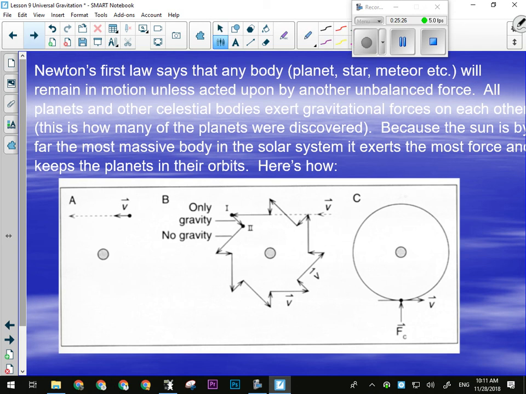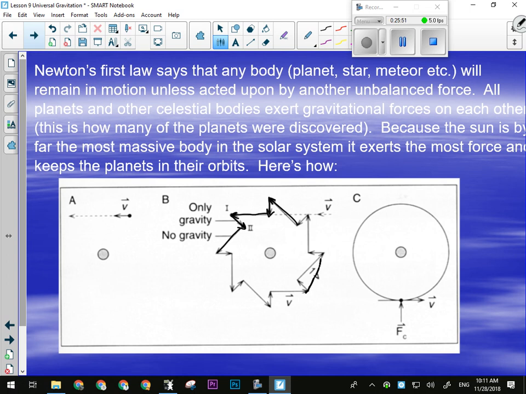So if we're looking at the Earth and the Moon, let's say, the Moon will be this little black dot here, and this will be the Earth. The Moon wants to travel in a straight line, but it's gravitationally attracted to the Earth, so it accelerates towards the center of the Earth. But it's got a lot of speed that wants to go in a straight line, but it's gravitationally attracted to the center of the Earth, but it wants to go in a straight line, et cetera, et cetera.